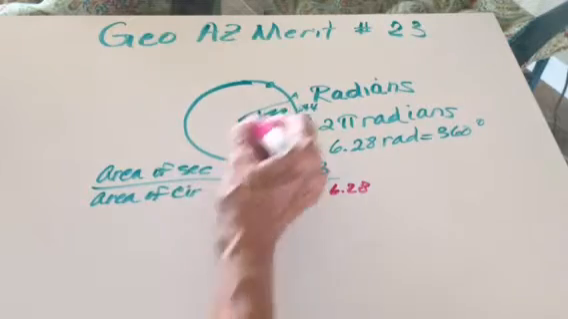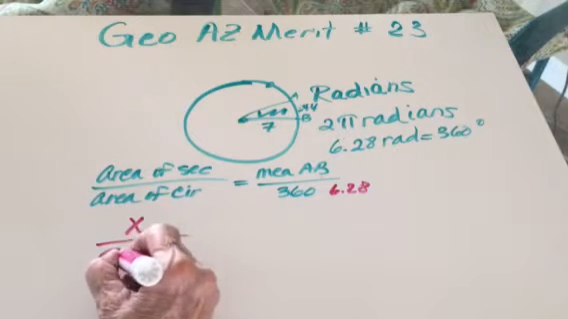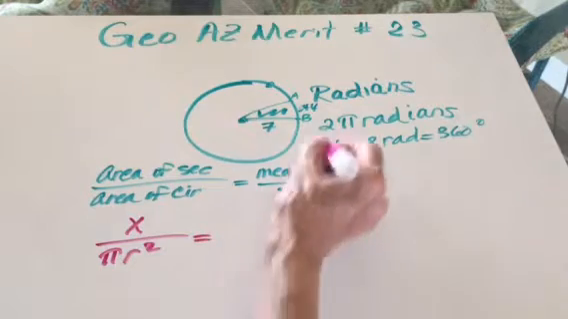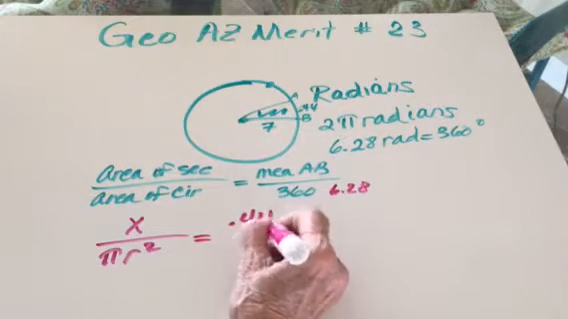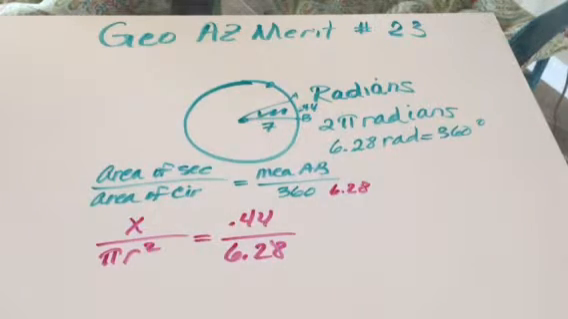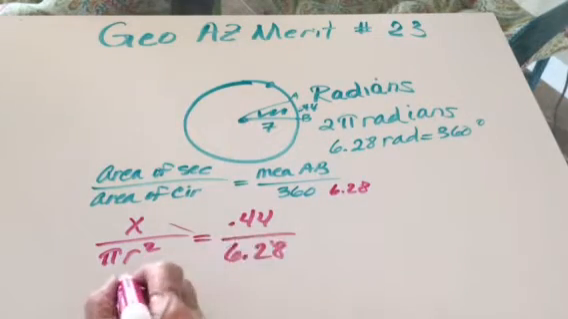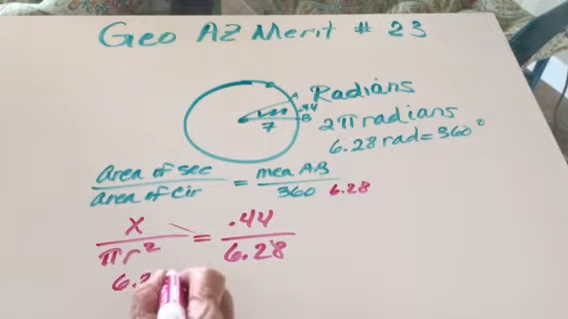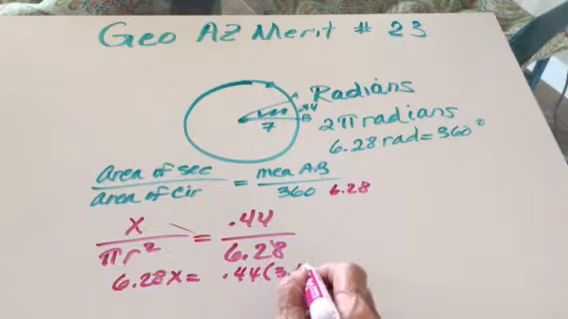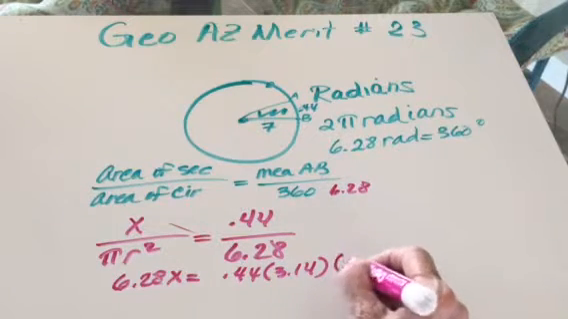Now, what is the area of the sector? Well, that's what we're trying to solve for. What is the area of the circle? Well, it's pi r squared, right? Equals the measure of AB, which is 0.44, divided by 6.28. All right? Now all we do is cross multiply. So 6.28x is the same as 0.44 times 3.14 times the radius, which is 7 squared.